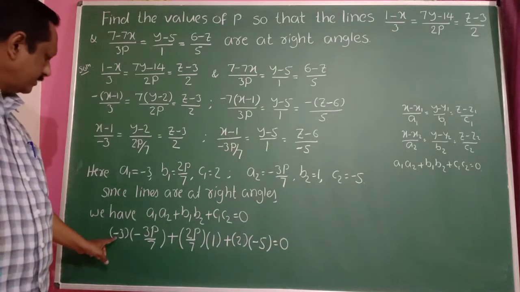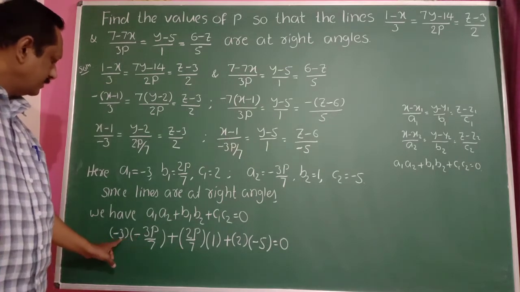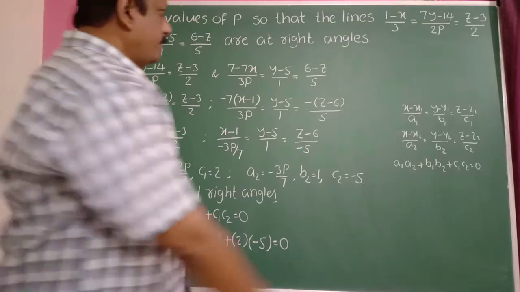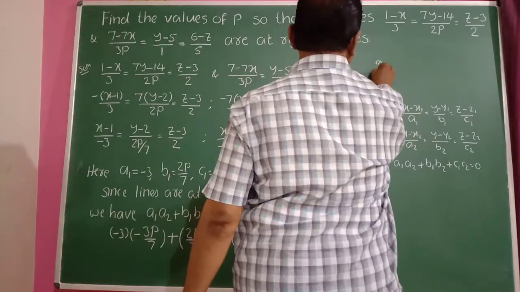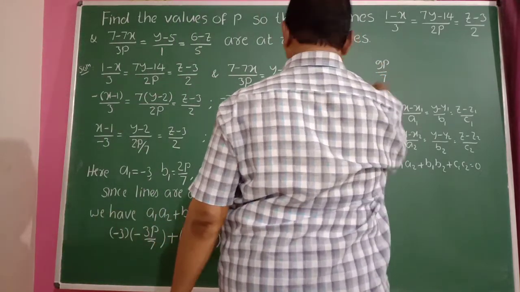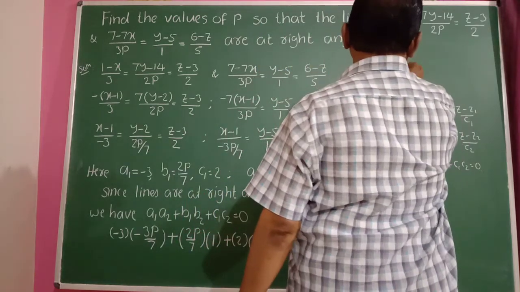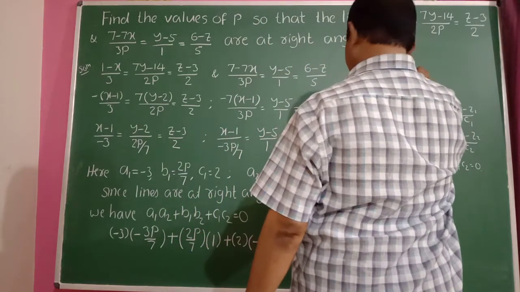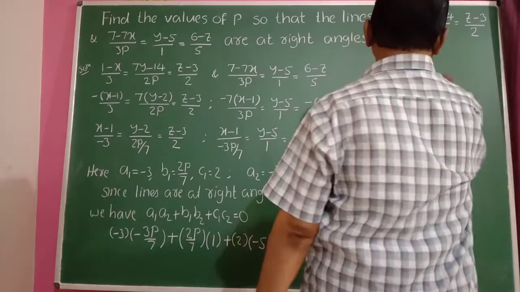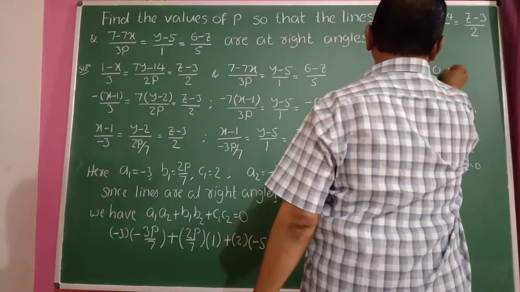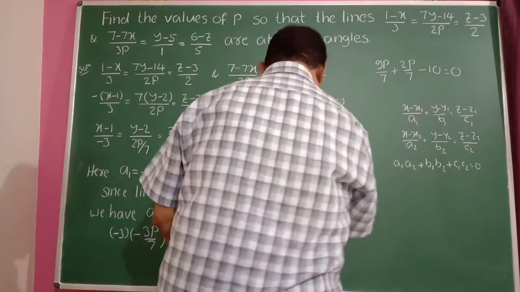Then minus into minus becomes a plus here. 3 times 3 is 9, so 9p divided by 7. Then 2p divided by 7 into 1 becomes 2p divided by 7. And 5 twos are 10. Minus 10 is equal to 0.